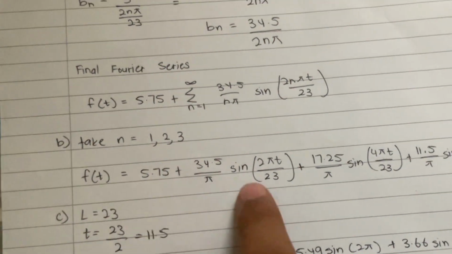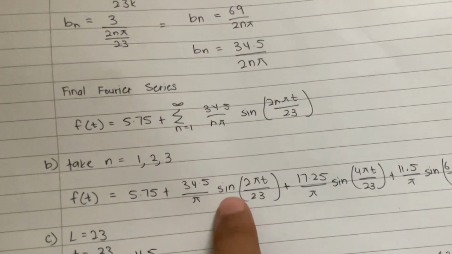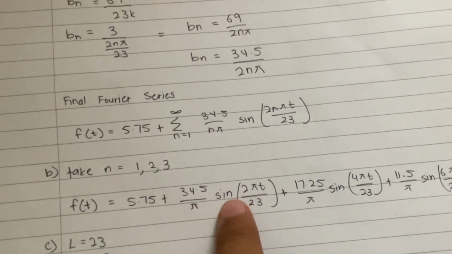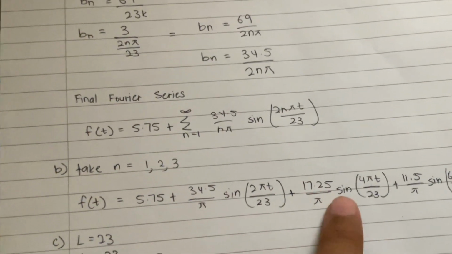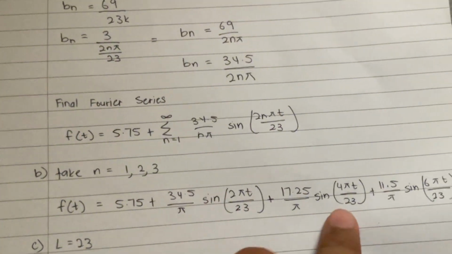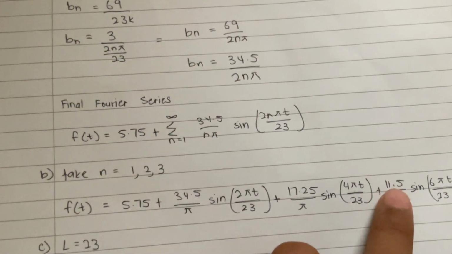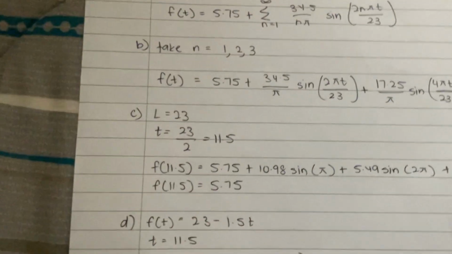and the function is 5.75 plus 34.5 over π times sin(2πt/23), plus 17.25 over π sin(4πt/23), plus 11.5 over π sin(6πt/23).